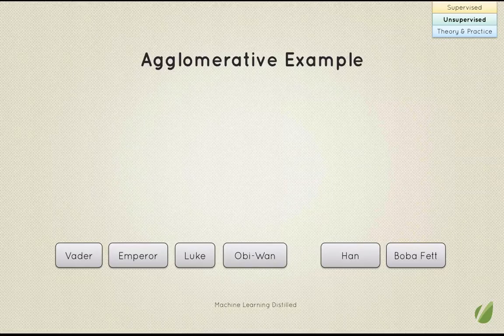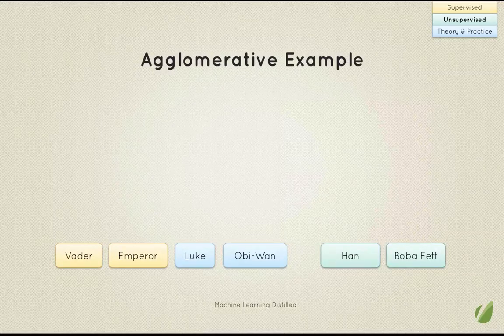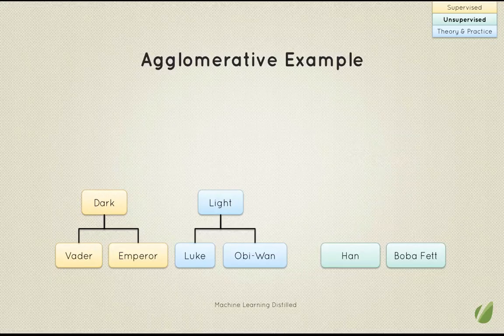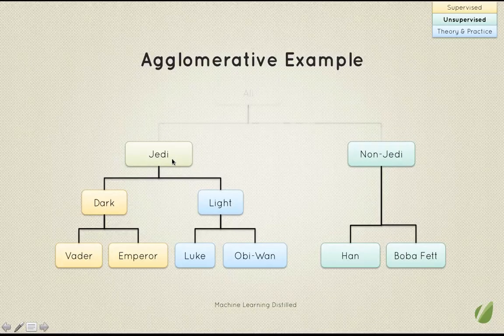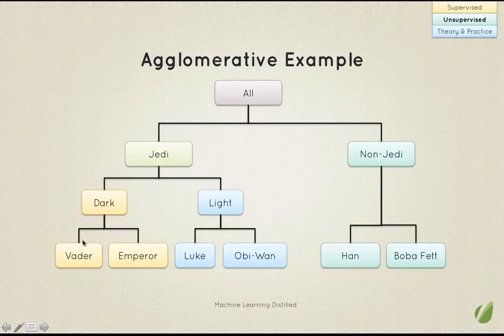Let's look at an example of agglomerative clustering. First, we're going to start with a lot of examples, all taken from Star Wars. First thing we might do is find pairs of instances that are closest together. That might look like this, where the yellow means dark, the blue means light, and the two green are non-Jedi. As we continue to move from the bottom up, we might combine these two clusters into the Jedi cluster, and then we could group everyone, all 6 instances, into the all cluster.